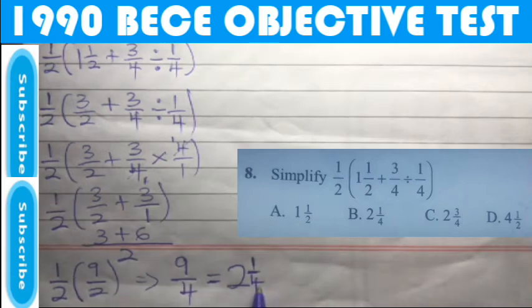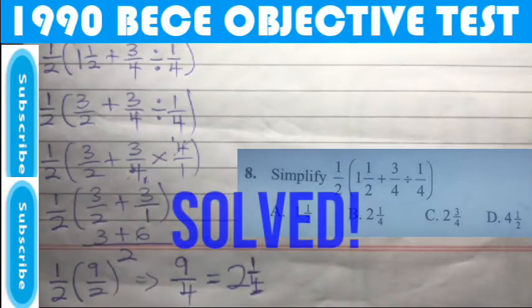So 2 multiplies 4, you have 8. 8 plus 1 is 9. 9 out of 4. All right. So 4 divides 9 2 whole times, remainder 1 out of the denominator, 4. So this is the answer to the question. Question number 8, we are done with this, and then we box on to question number 9.